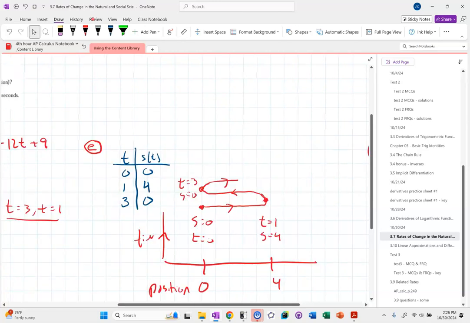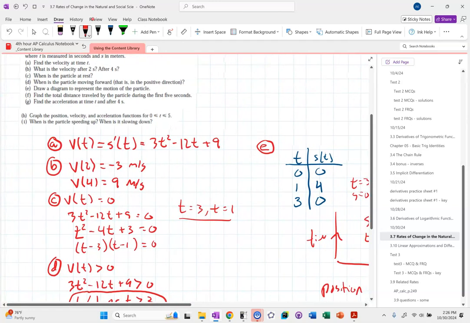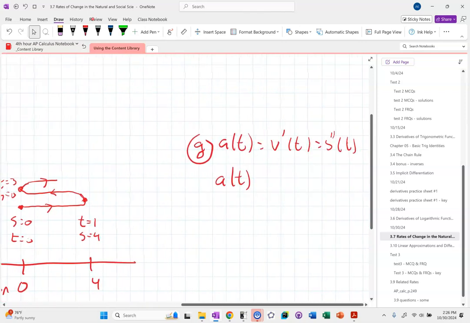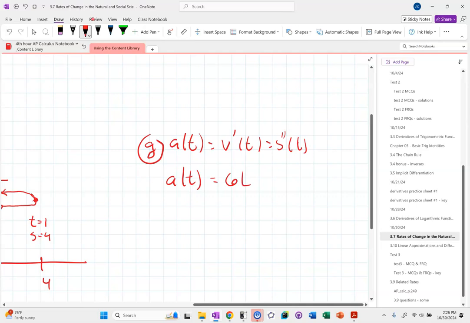So if I take my 3t squared minus 12t plus 9, I take the derivative of that, I get 6t minus 12. And if I want that at 4, that would be 12 meters per second, or meters per second squared.